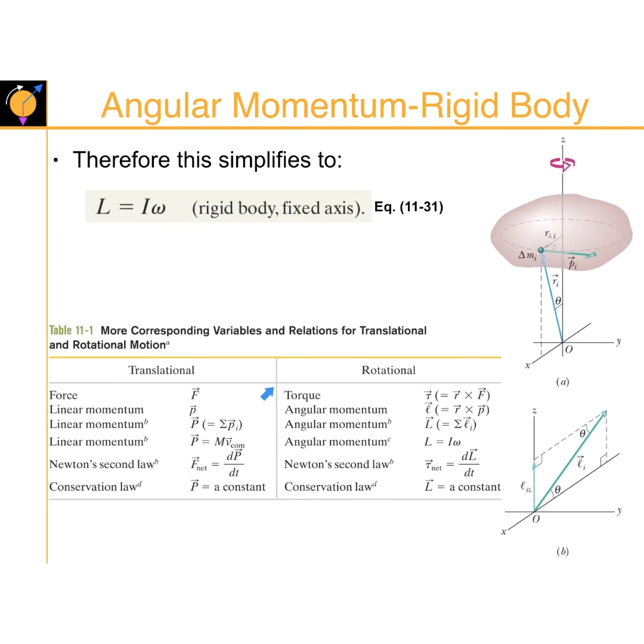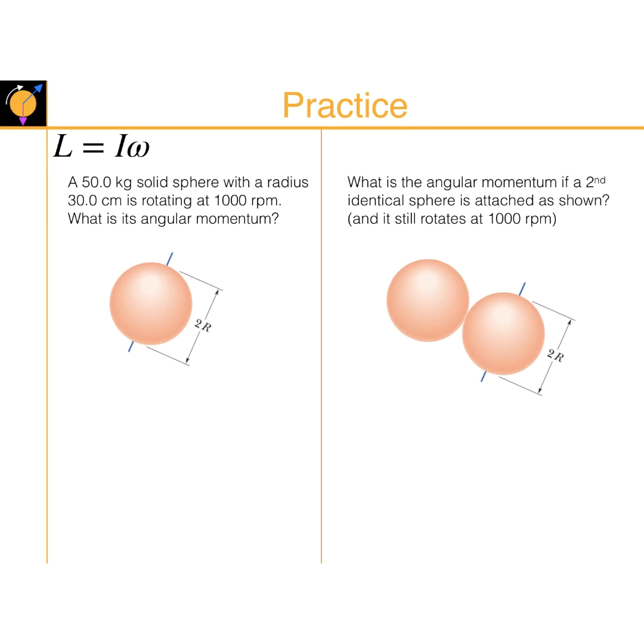And here's sort of a comparison again of all the things we've seen so far, right? Force in its rotational version torque, linear momentum in its rotational version angular momentum, for individual particles and for sums of particles and for a solid object. Newton's second law in momentum form, Newton's second law in angular momentum form. And next thing coming, of course, is there's going to be a conservation of angular momentum, just like a conservation of momentum thing. So first, let's just calculate the angular momentum of a 50 kilogram solid sphere with a radius of 30 centimeters. Okay, and it's rotating at 1,000 RPM.